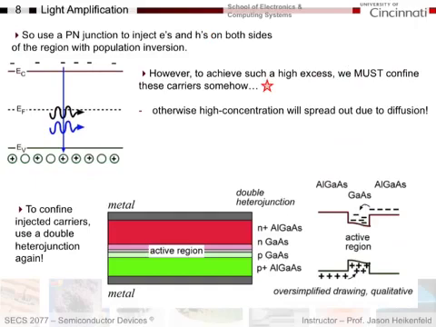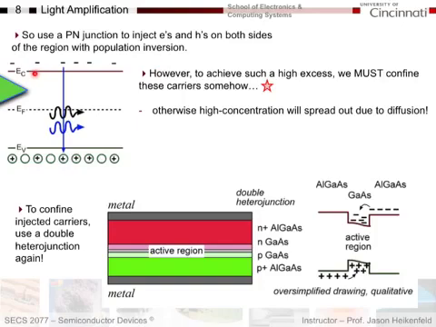So, let's use a PN junction to inject electron and hole pairs on both sides. We get population inversion, so assume I've got N-type over here, P-type over on this side, and we get our population inversion.